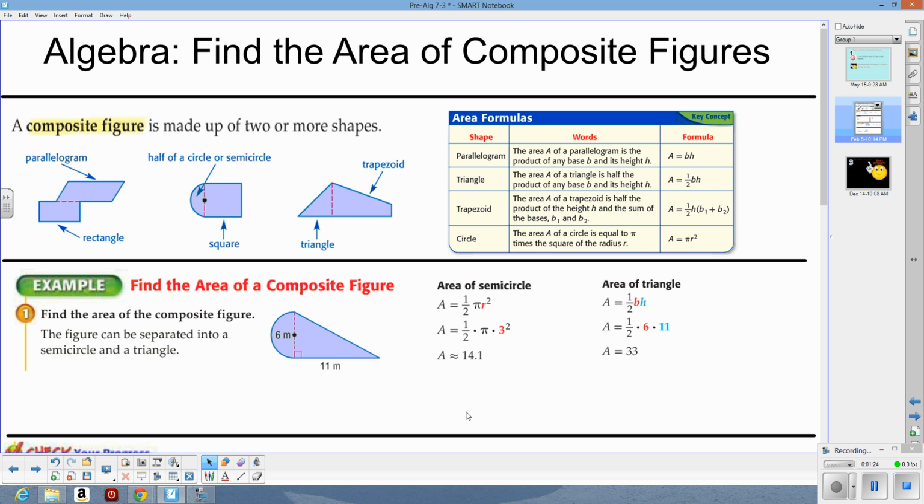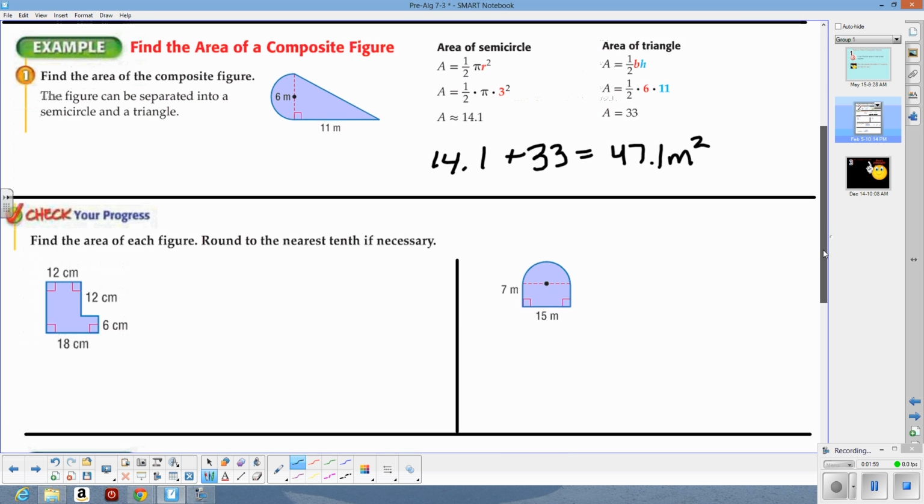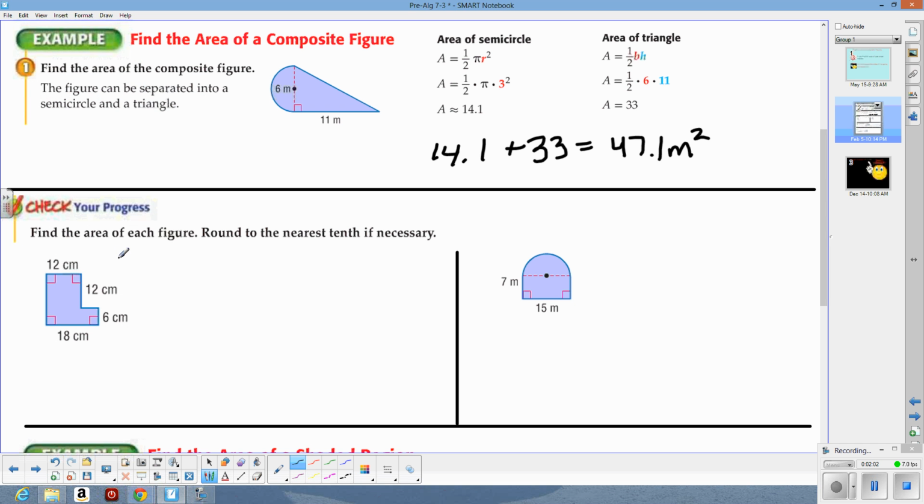And then you would put those two together. You would take 14.1 plus 33. That will give you the area of the composite figure. So let's go ahead and add those together. It's 47 and 1/10. And it's meters squared. Now you may want to pause the video and try the next ones on your own.